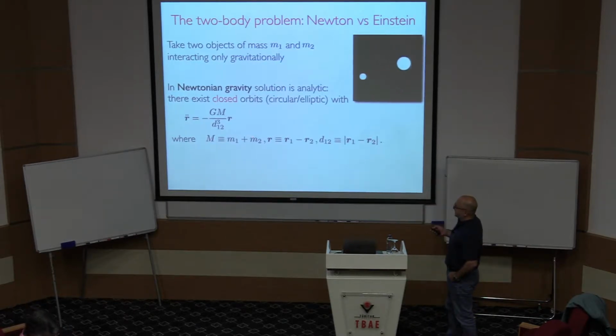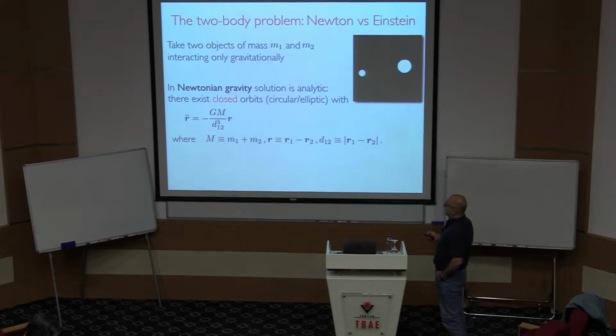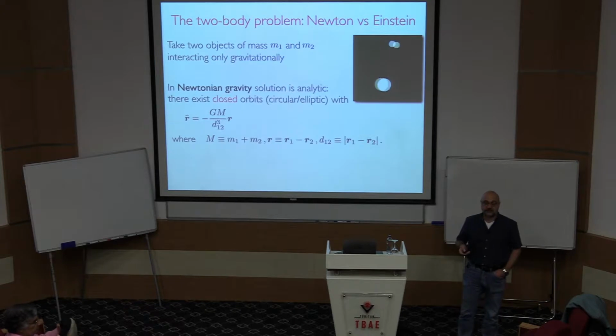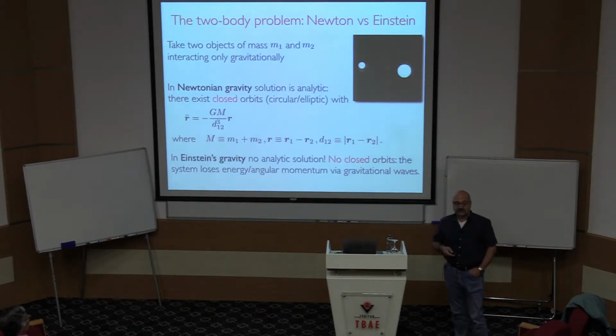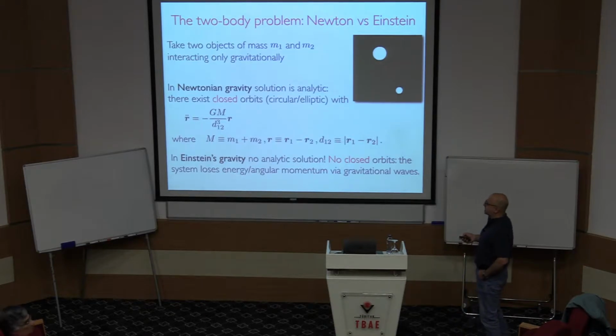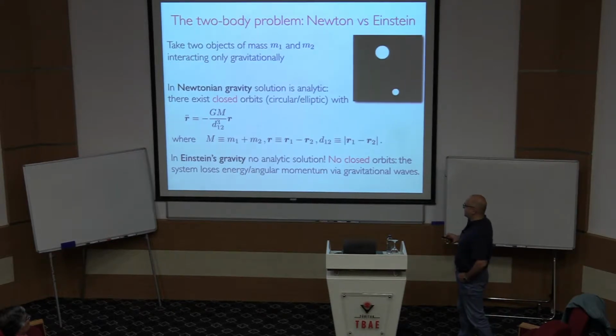An important aspect, something that I'm sure others have looked at and discussed, in particular Scott, is that in this context the orbits are closed, and it's therefore very easy to come up with stationary solutions of this type. However, in Einstein's gravity, this is no longer the case. There are no analytic solutions. The orbits are never closed, and this is because the system loses energy and angular momentum via gravitational waves.